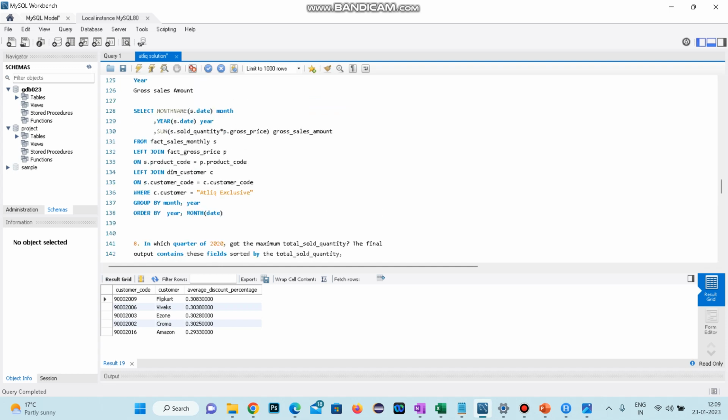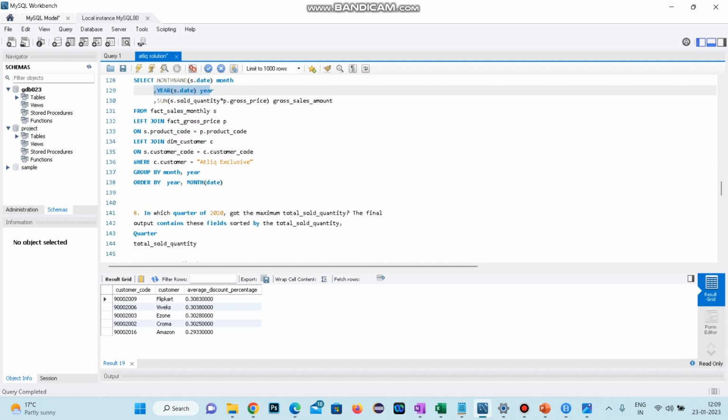Here I'm using month name so that we get January, February for each year, and then year to extract the year from the date. And as we want gross sales amount, it is basically the sold quantity into the gross price. So we are using two tables, fact sales monthly, where we get the sold quantity, and fact gross price, where we get the gross price. So we are joining them, and we want customer name as well.